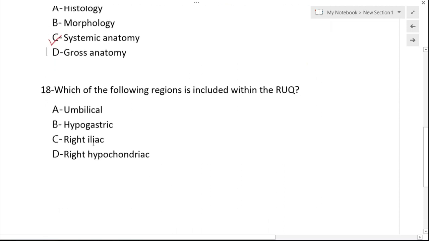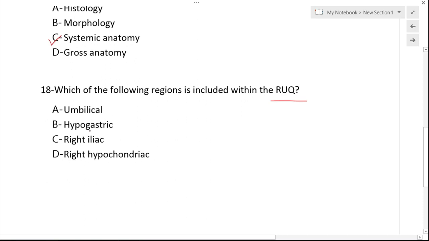Question number 18. Which of the following regions is included within the RUQ? What do you mean by RUQ? RUQ means right upper quadrant. I will tell you what the right upper quadrant is. Before that, we will see the right answer here. After that, we will discuss.